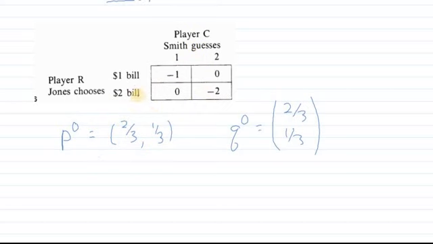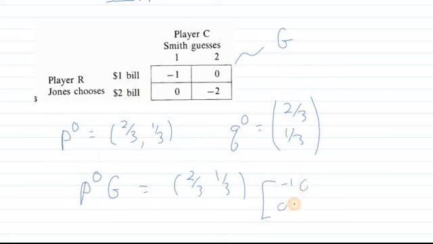That means 2/3 of the time he pulls out a $1 bill, and 1/3 of the time he pulls out a $2 bill. Now remember that this matrix here is G, and we've been talking about P0 times G. Now if I take P0 times G, that's going to be 2/3, 1/3 times G, and G is going to be minus 1, 0, 0, minus 2. And you do your matrix multiplication and you end up with minus 2/3 and minus 2/3.